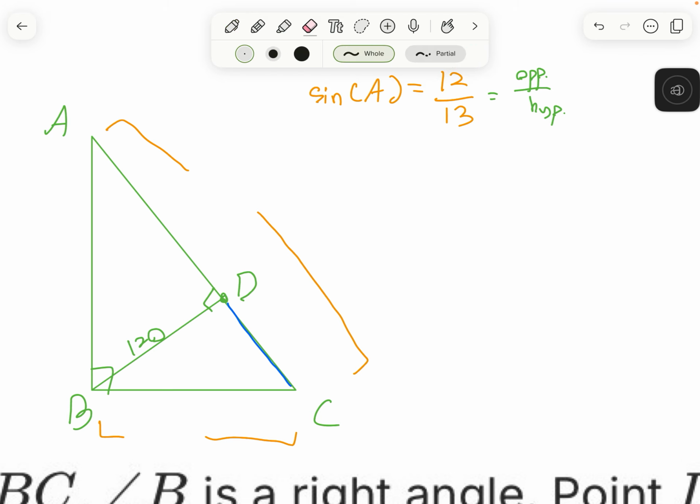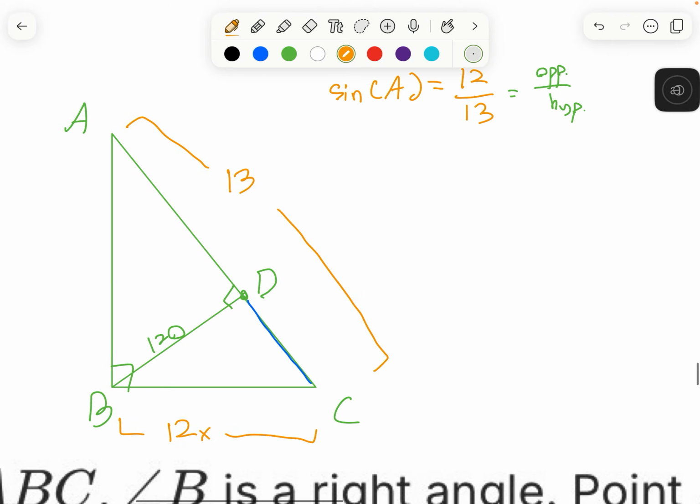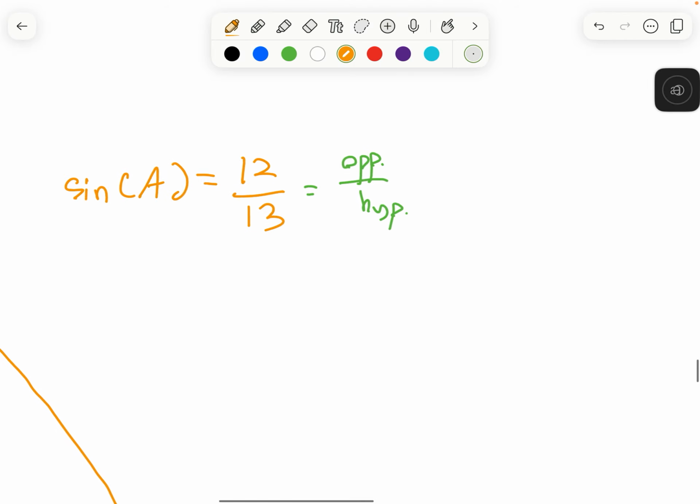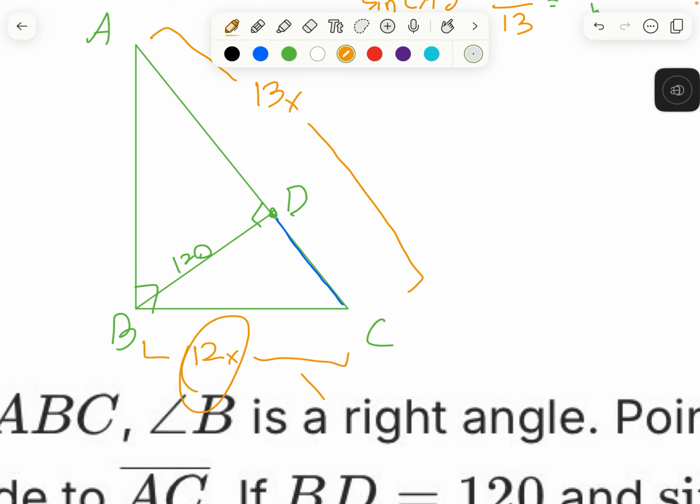So what's my point of showing you that? Well, because we're not going to call this 12 and 13, we're going to call this 12x and 13x. The reason is, if you put an x here, they're going to cancel out anyway. That x just represents a scale factor, but this ratio 12 over 13 stays constant. So we're going to call this 12x and 13x.